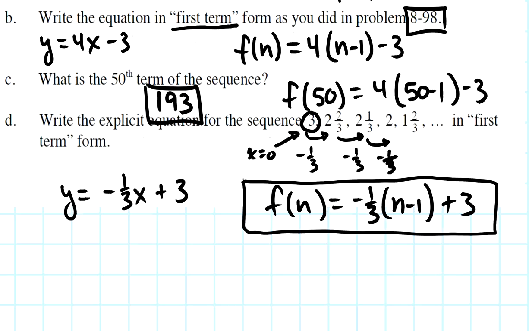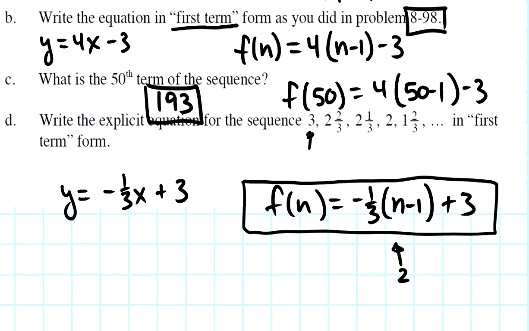If I want to know any term in this sequence, if I want to know what the first term is, if I plug in a 1 to this, it will give me the number positive 3. That happens because when I plug a 1 into it, that clearly becomes negative 1/3 times 0. If I plug a 2 into it, this becomes 2 minus 1, which is a 1, so I've got a single negative 1/3, and 3 minus 1/3 is indeed 2 2/3.